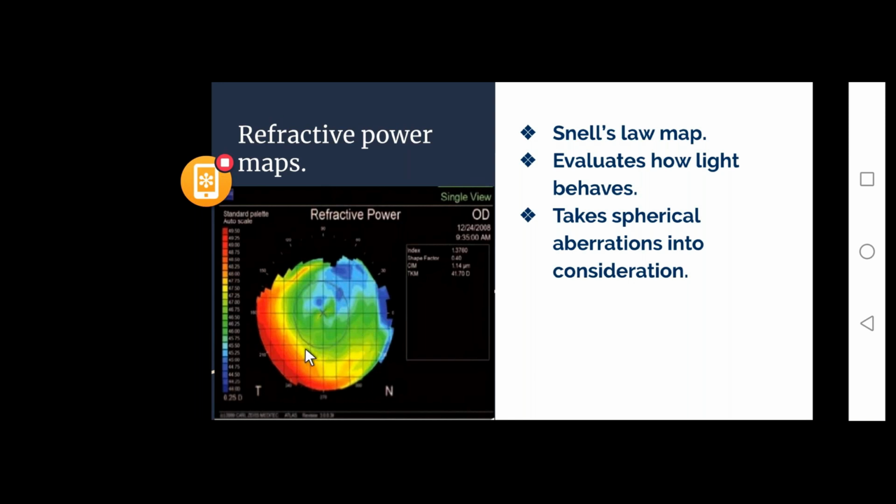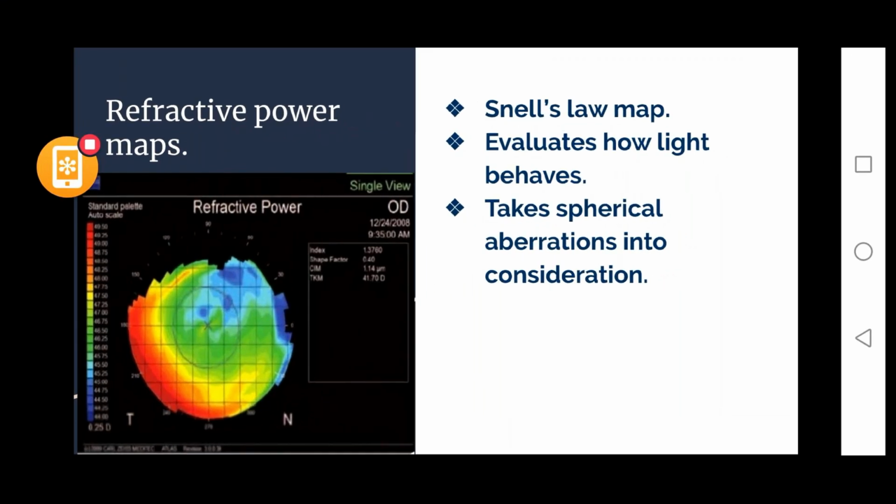At this point, how is the light going to refract? It also takes spherical aberrations into consideration. So basically, as I told you, it tells you individually from where the light is going to refract. So the refractive power map could again be a very useful tool in understanding your patient's symptoms.